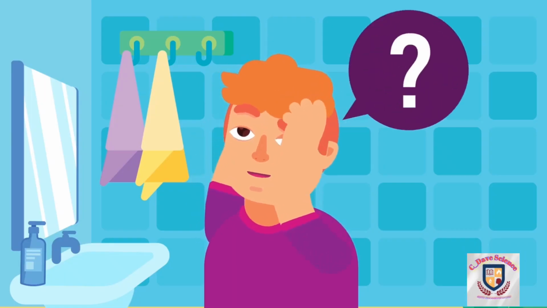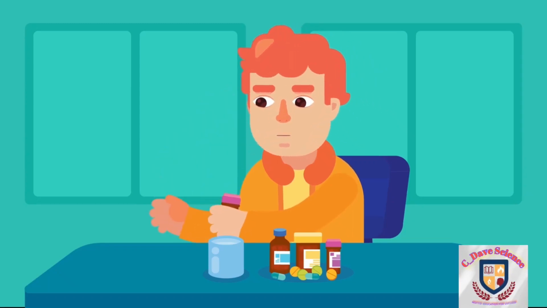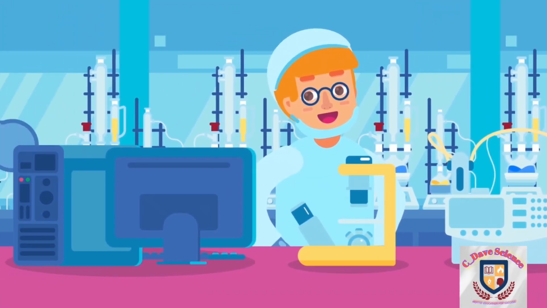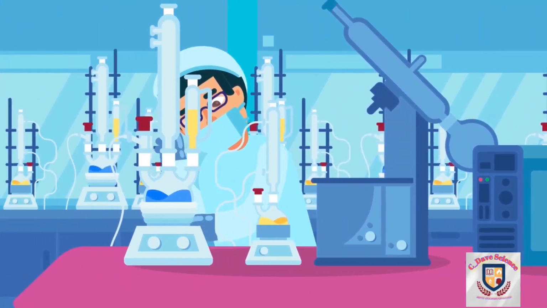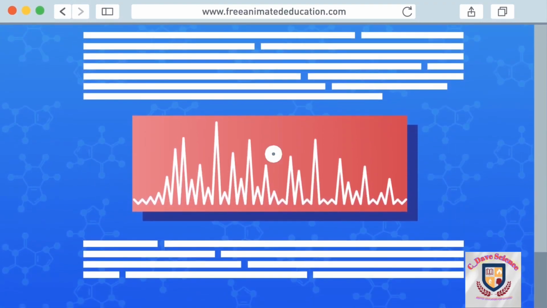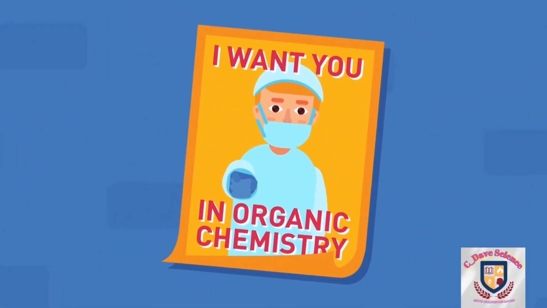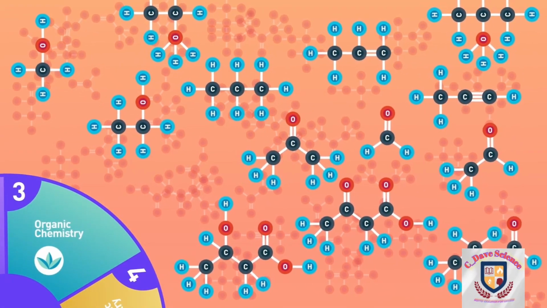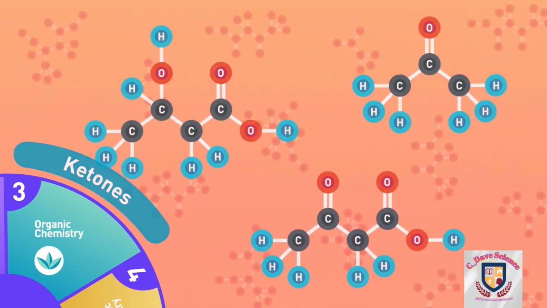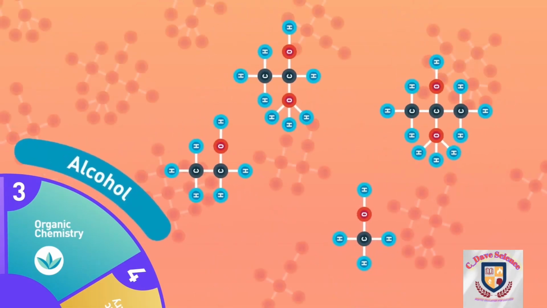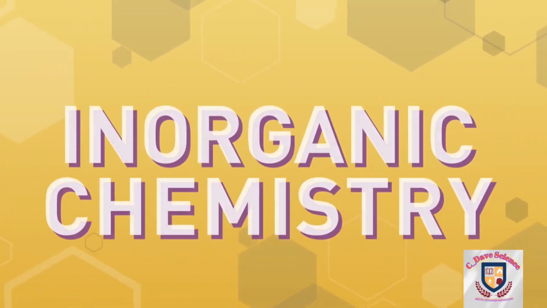Have you ever wondered who makes your hair conditioner or the drug you take when you have a headache? Organic chemists are the ones who do these. They devise experimental methods to isolate or synthesize new materials and study their properties. Would you like to be an organic chemist in the future? The branches of organic chemistry involve many different disciplines, including the study of ketones, aldehydes, hydrocarbons, and alcohols.